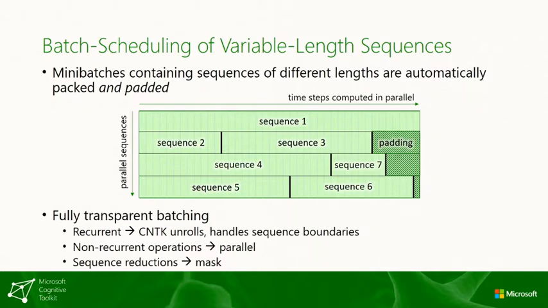So we basically have three levels, right? So recurrent, CNTK unrolls. You don't need to unroll manually. For the parallel training, you don't need to worry about batching them. And during the eval, you don't need to worry about how to mask them to do sequence reductions.